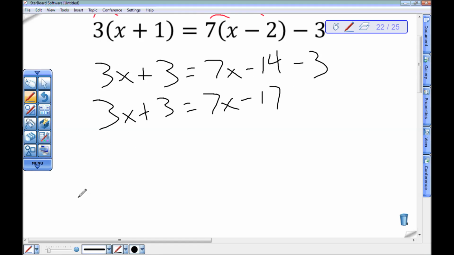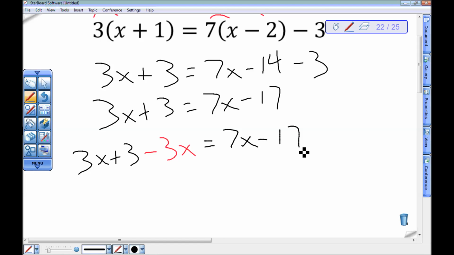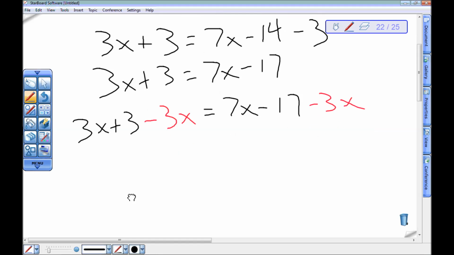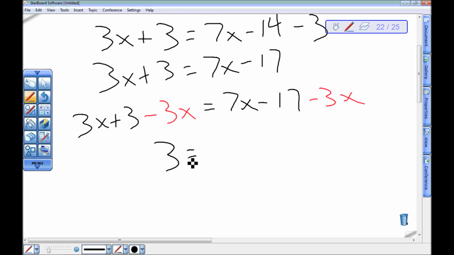Now I'm ready to start moving stuff. Again, I like to move my guys so that my coefficient on my variable is positive. So I'm going to move these to where there are more of them. I'm going to subtract 3x from both sides. So this is equal to 7x minus 17 minus 3x. Okay, 3x plus 3 minus 3x gives me just 3. 7x minus 17 minus 3x is going to give me 4x minus 17. It's a sad 7. Okay, there we go.